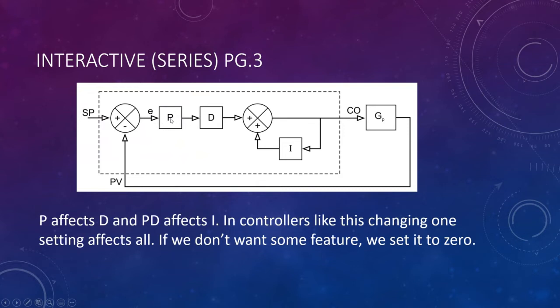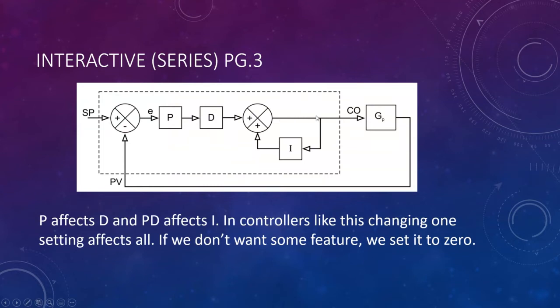The proportional block does some math on it. You see P affects the D. So it'll do some math on it, it'll come up with a new number. That number will go into D, it'll get some math done on it, then that new number will come out. It will get plugged into this summing block.